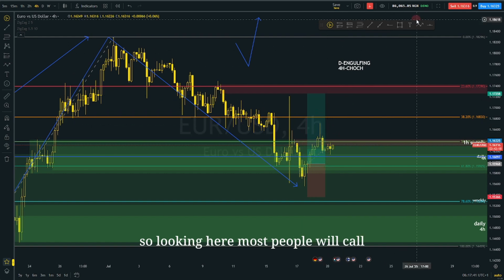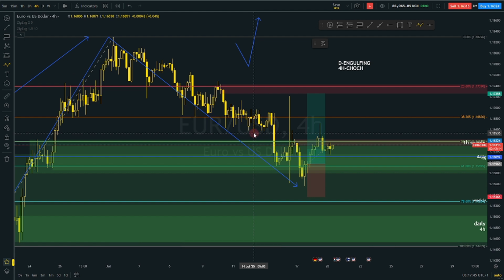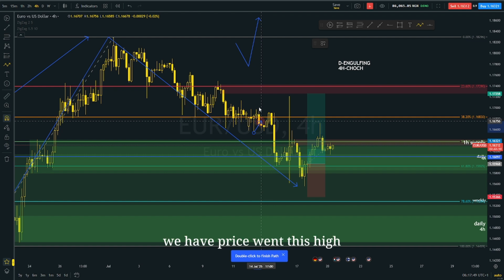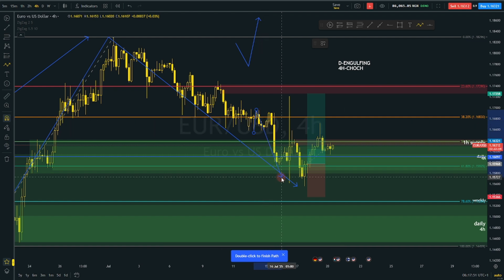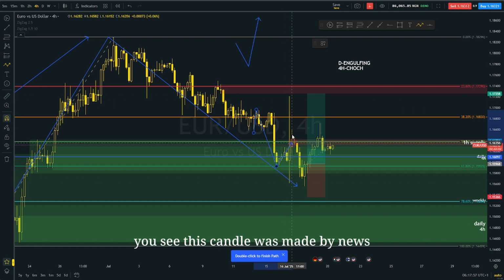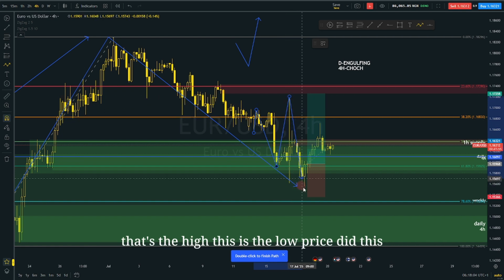So looking here, most people will look at this structure like this. Let's just use this direction here. We have price went this high, came down here, went this high. Now the problem is, you see this candle was made by news, so we don't know if it's a high or a low properly, but we could take a note of the high and say, okay, that's the high, this is the low, price did this.